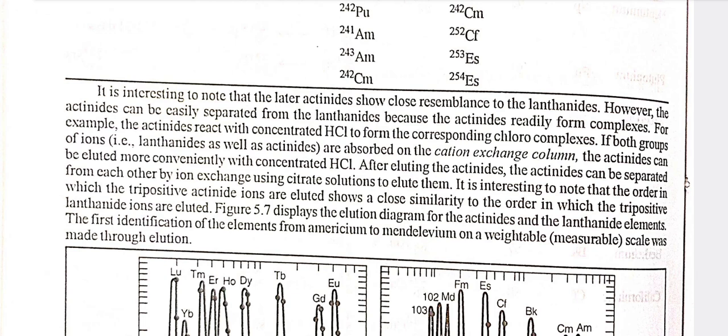However, the actinides can be easily separated from the lanthanides because the actinides readily form complexes. For example, the actinides react with concentrated HCl to form the corresponding chlorocomplexes. If both groups of ions are absorbed on the cation exchange column, the actinides can be eluted more conveniently with concentrated HCl. After eluting, the actinides can be separated from each other by ion exchange using citrate solution to elute them.